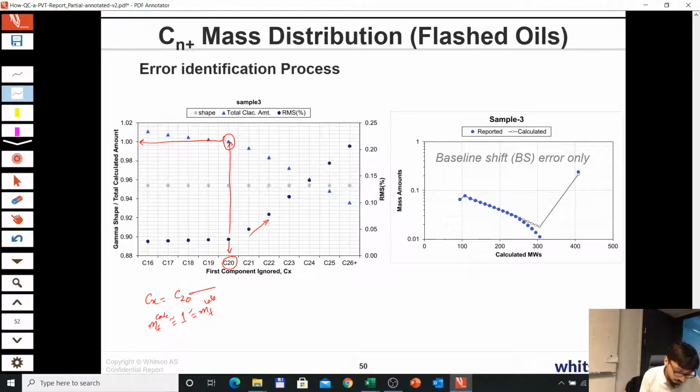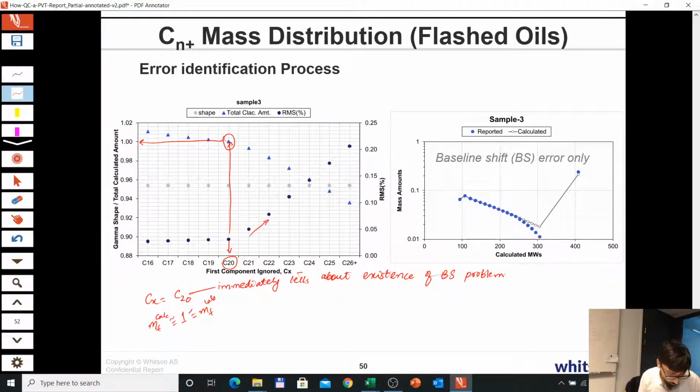Okay, so this immediately tells you about the existence of a BS problem. So this CX value is immediately telling you about this.